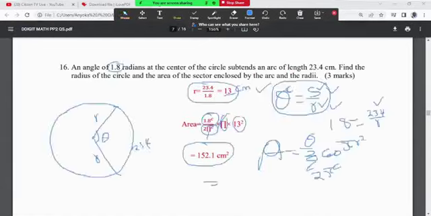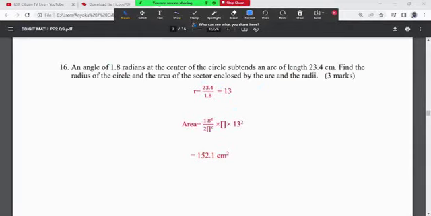Somebody to read for us the last question, question 16. Abuya.